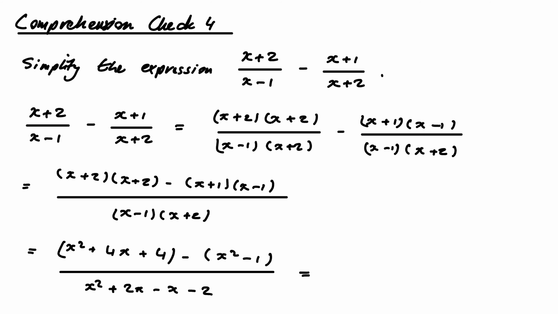On the top, the minus x disappears. You're left with 4x. And then what is it? It's plus 4, but then minus 1, so it's plus 5. So you've got to be terribly careful. All divided through by, I suppose, x squared plus x minus 2. So that's kind of a simplified format.